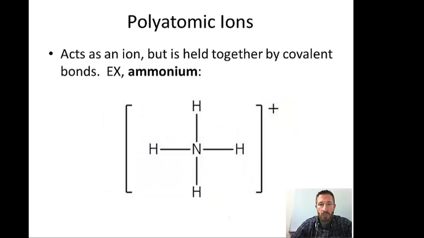Let's look at one more. I want to show you this because this is a positive polyatomic ion. There's only really 2 positive polyatomic ions we'll use. One is this one, which is called ammonium, and the other is mercury 2, which is Hg2 2+.